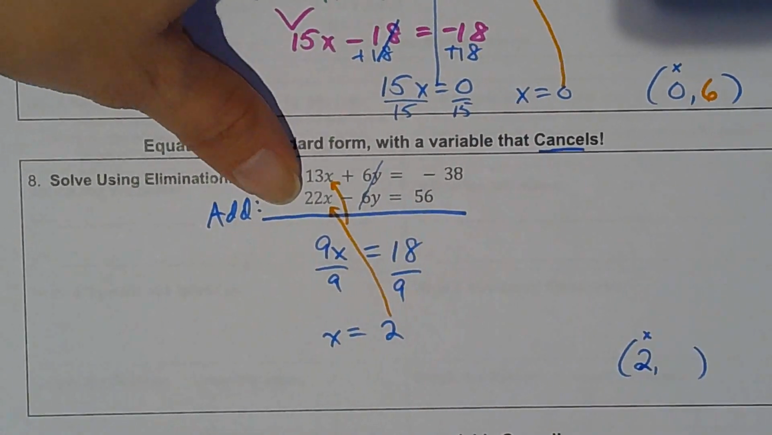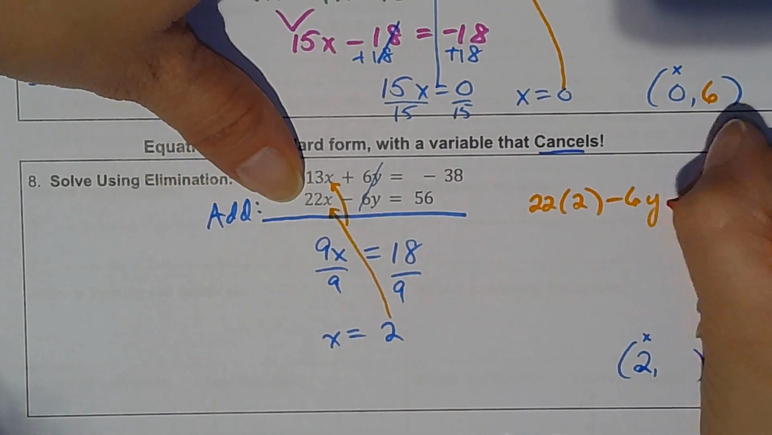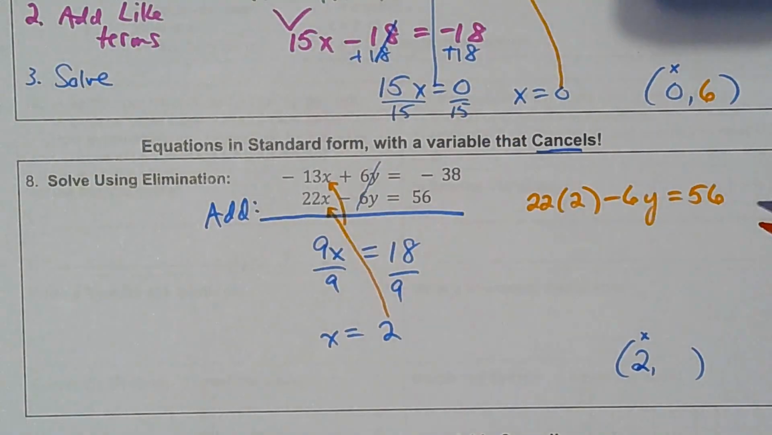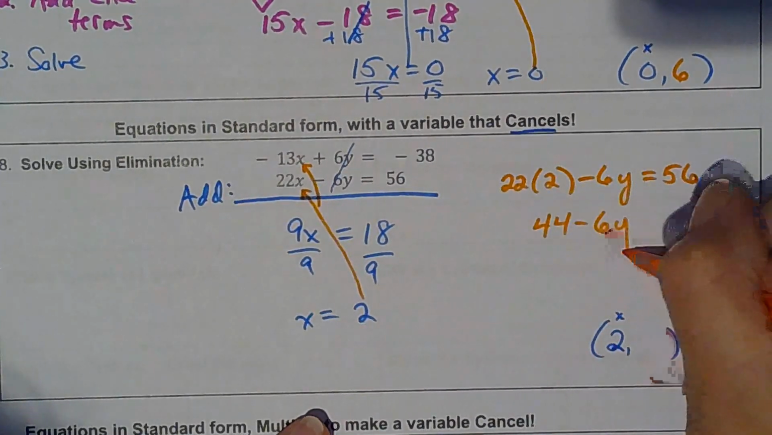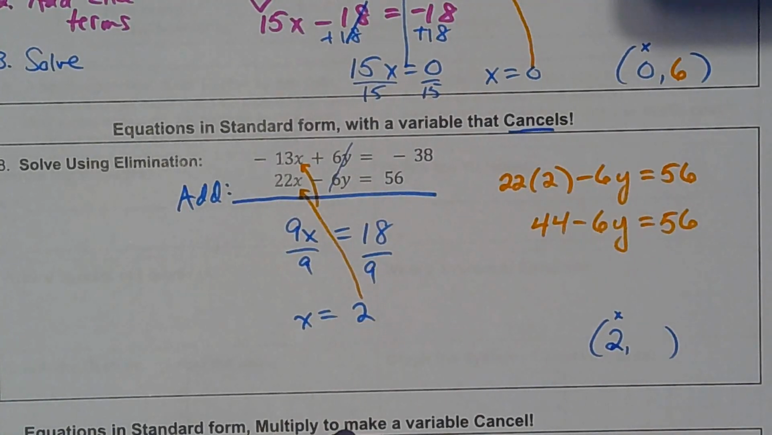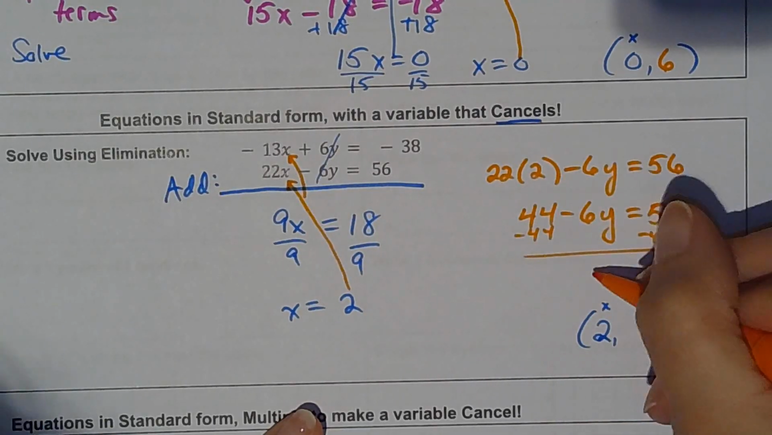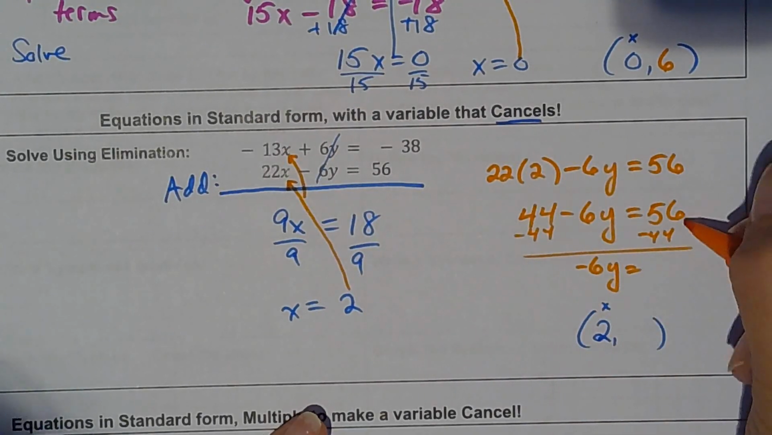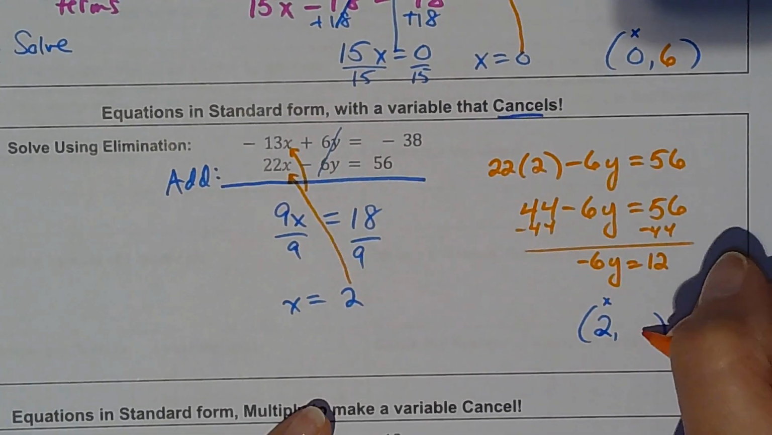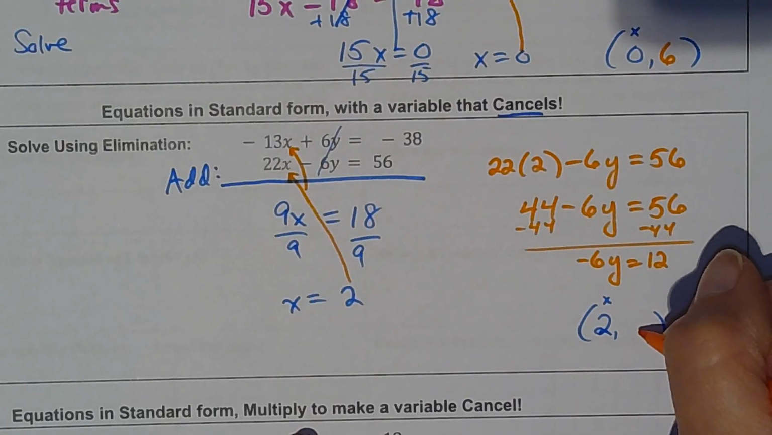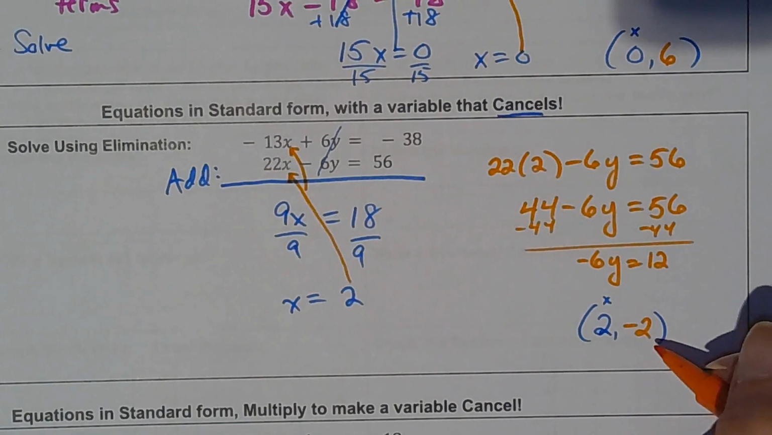There's less negatives. So 22 times 2 minus 6y is 56. Let's multiply these together. And now let's solve. Minus 44 from both sides. 56 minus 44 is 12. And what is the y value? Negative 2.